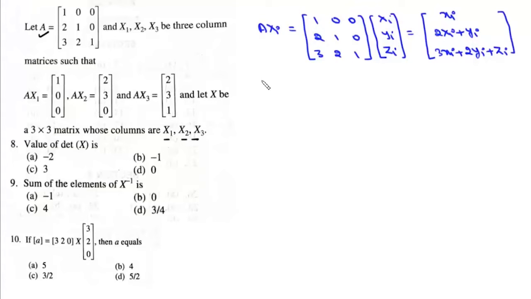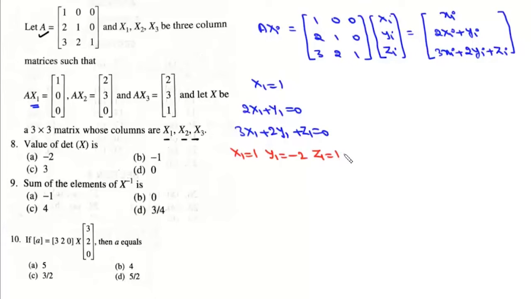Now we take this first equation where AX1 is equal to 1 0 0, we'll get X1 equals 1, 2X1 plus Y1 equals 0 and 3X1 plus 2Y1 plus Z1 equals 0. Now we solve this, we'll get X1 equals 1, Y1 equals minus 2 and Z1 equals 1.